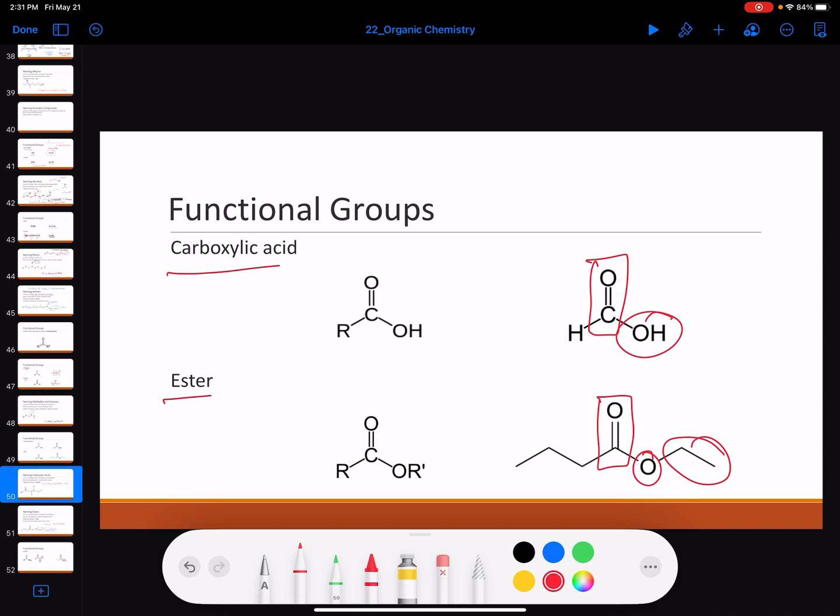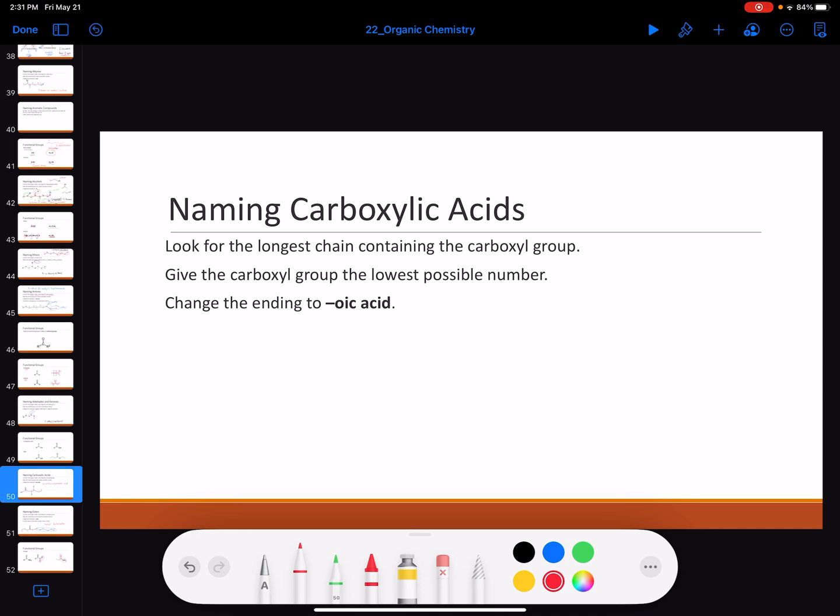So both of those change the ending as well. If it's a carboxylic acid, it changes to oic acid. So let's say that I had this molecule right here. That would be carbon 1, 2, 3, 4, 5. That would be pentane, but it's a carboxylic acid, so pentanoic acid. And carboxylic acids, that group is always on the end, right? It has to be on the end, just like an aldehyde.